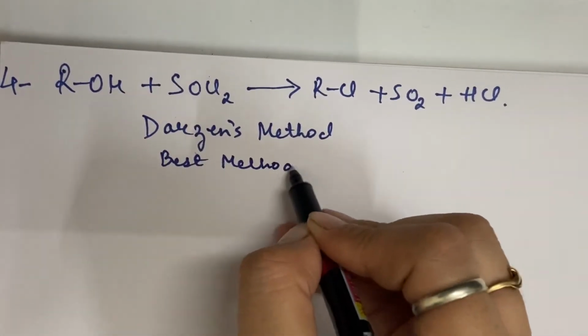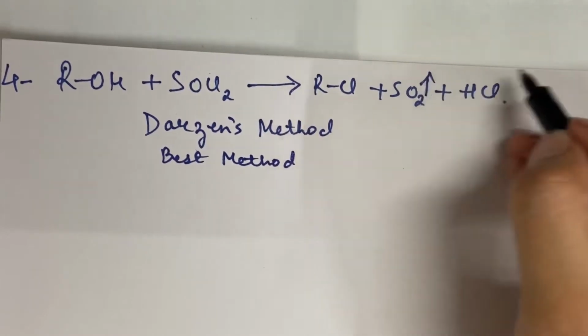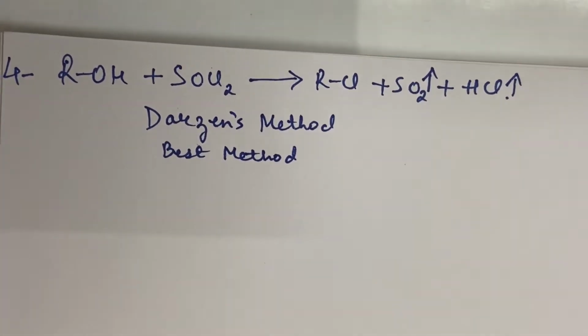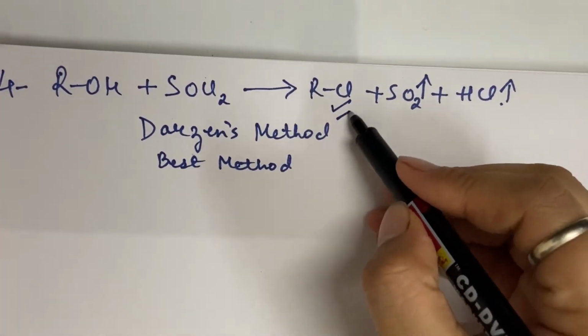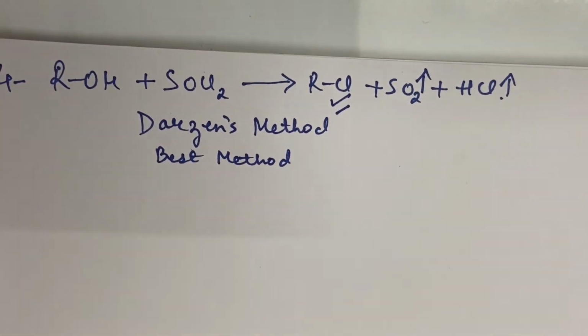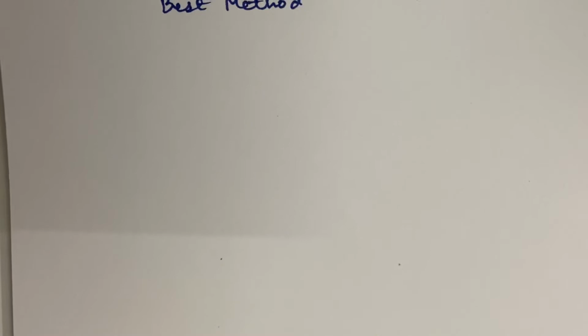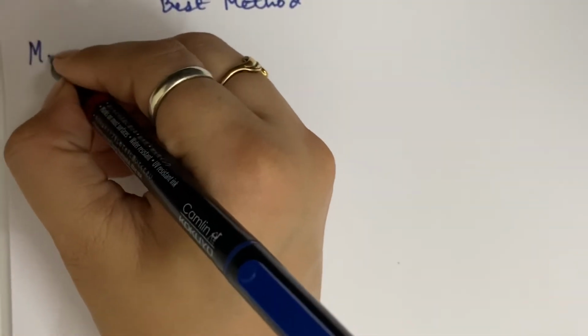Because in this reaction sulfur dioxide is also a gas and HCl is also a gas. So both the gas products will evaporate and you will get the desired product which you want. So that is why it is the best method for the preparation of haloalkanes. We can now check the mechanism of this reaction. Mechanism.